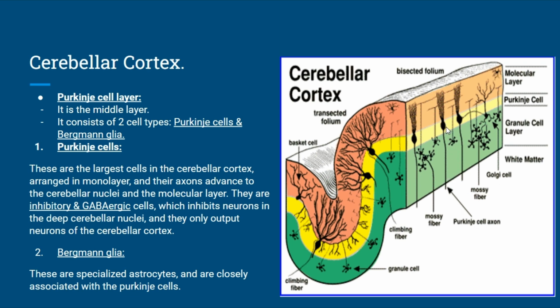The cell body is right here, so it is going up and down, and it's mostly present right here. These are inhibitory, GABAergic cells, which inhibit the neurons in the deep cerebellar nuclei, and they are the only output neurons of the cerebellar cortex. Bergmann glia are specialized astrocytes and are closely associated with the Purkinje cells. So the most important one right here is the Purkinje cell.